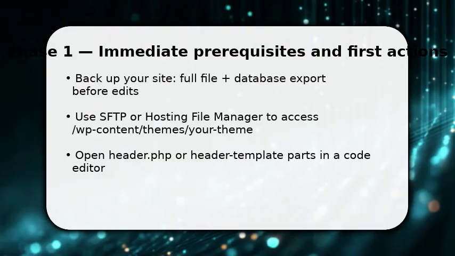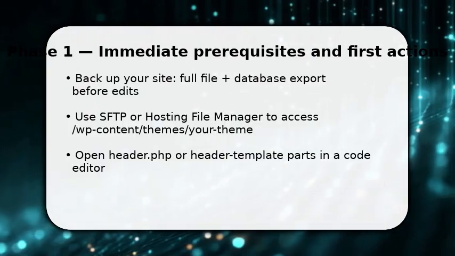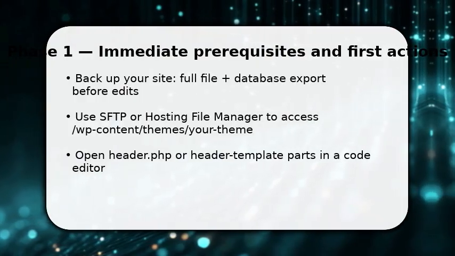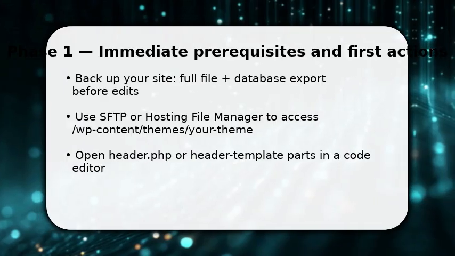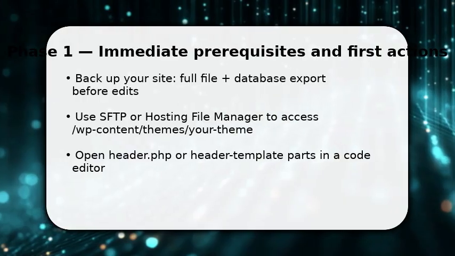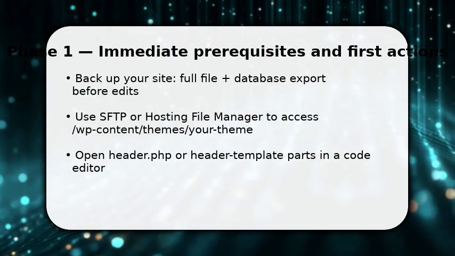You start by securing a backup. This prevents irreversible loss if something goes wrong. Once done, connect via SFTP or your host file manager and navigate to /wp-content/themes/your-theme. Make sure you locate header.php and any header template parts like header-template.php or parts/header.